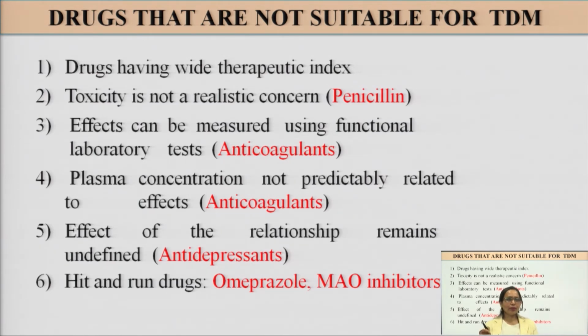Sorry, I was telling you about the drugs, because we already knew about the indications where therapeutic drug monitoring is required. There it was the narrow therapeutic index. But where is TDM not required, and where is it not suitable? Let us know those things. Those drugs having a wide therapeutic index, for them therapeutic drug monitoring is not suitable.